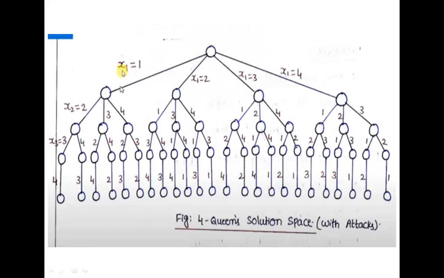Next, we place x1 in the first column only. Then x2 in the second column only. But then we have to change x3, meaning queen 3 in the fourth column and queen 4 in the third column. Similarly, we change x2, meaning queen 2 is placed in the third column, queen 3 in the second column, and queen 4 in the fourth column. So we construct the possible arrangements using this solution space tree or state space tree without considering the constraint.